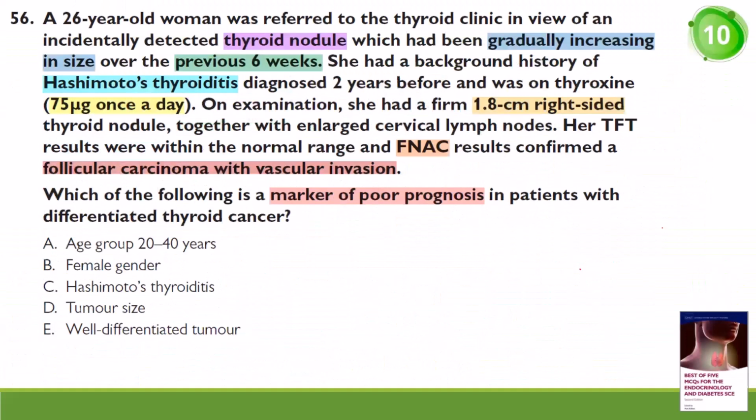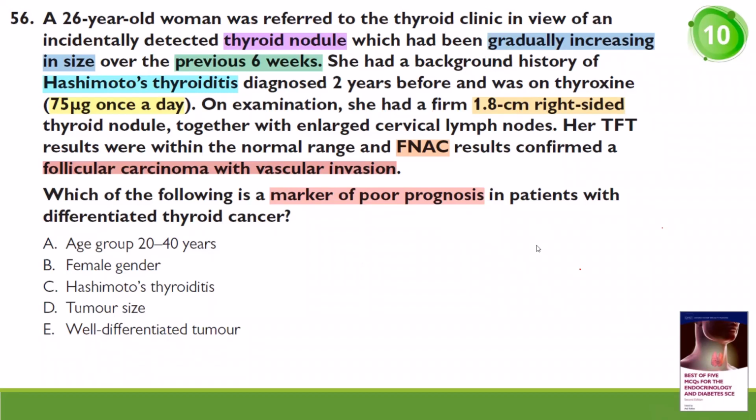And this question, which one of the following is a marker of poor prognosis in patient with differentiated thyroid cancer? Age 20 to 40, female gender, Hashimoto's thyroiditis, tumor size, well-differentiated tumor. Which is a marker of poor prognosis? Which one? Tumor size. Age or tumor size or well-differentiated tumor? Or female gender?